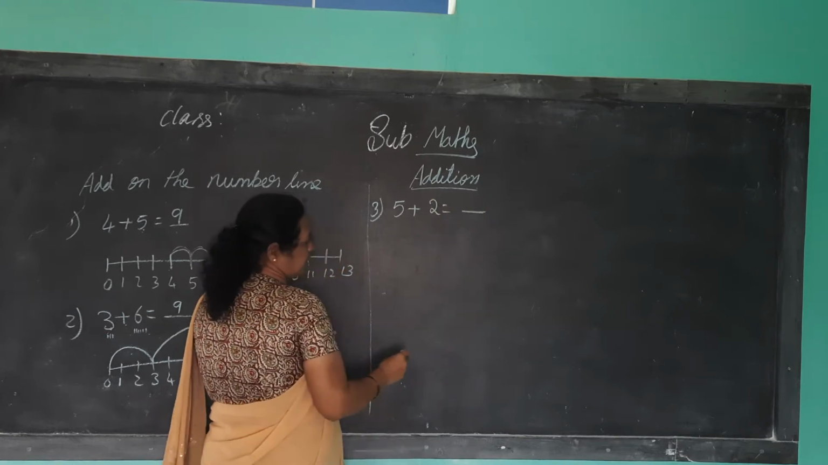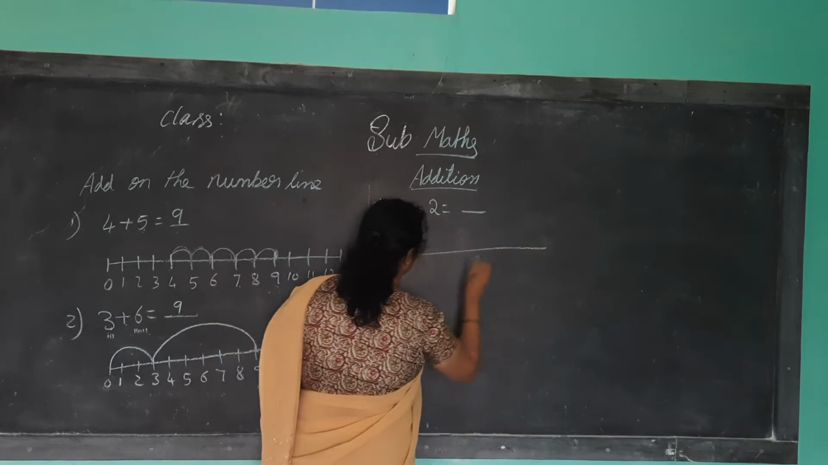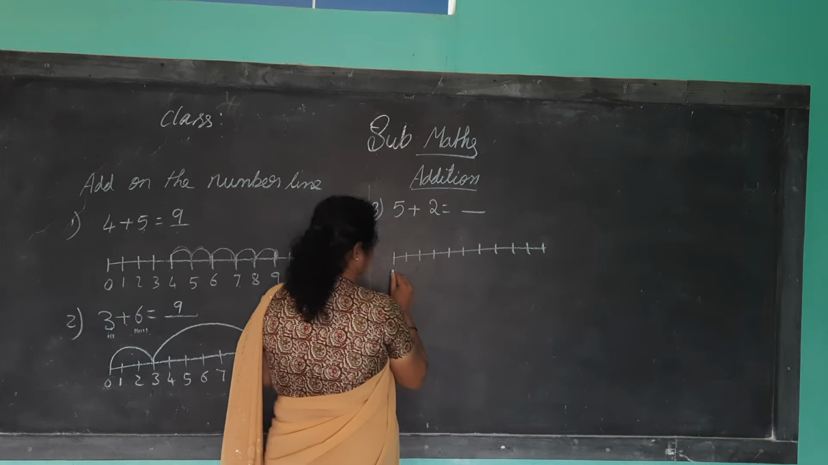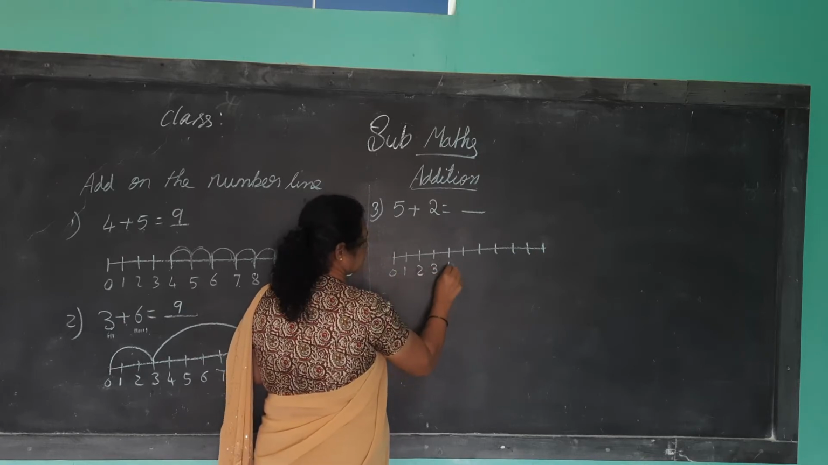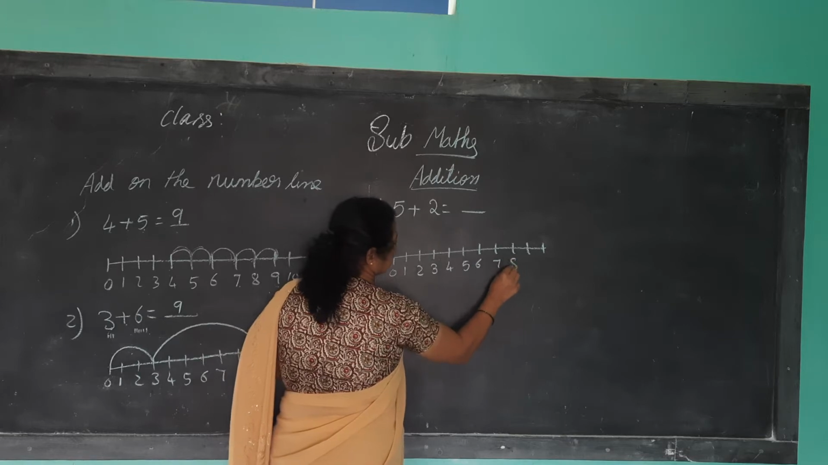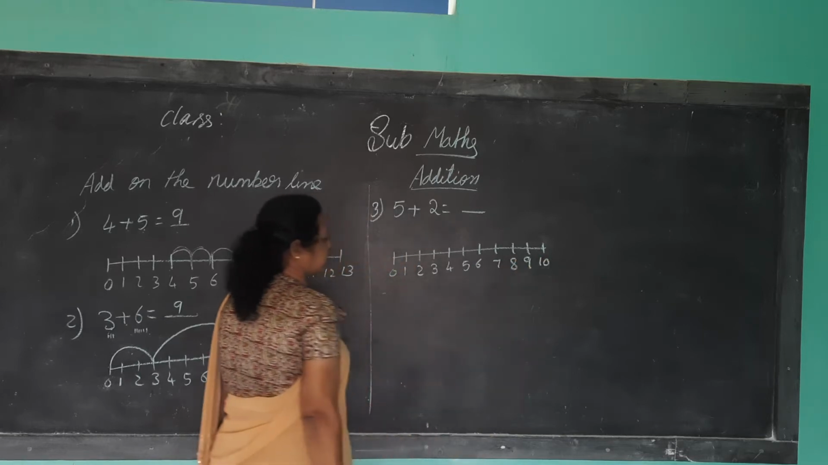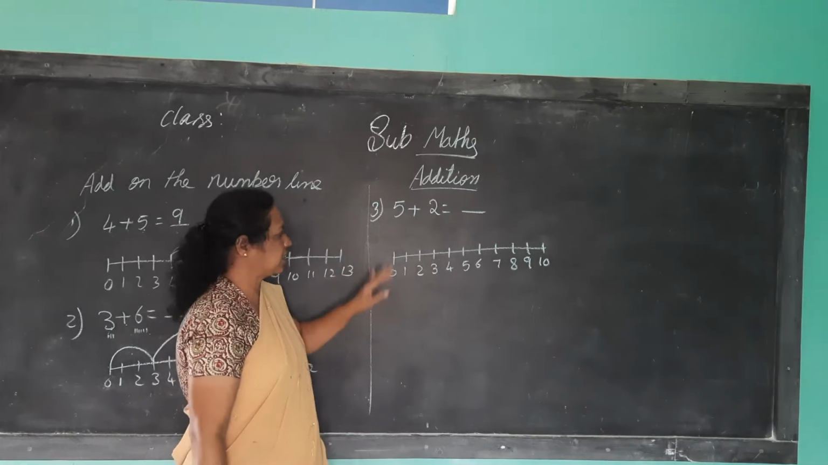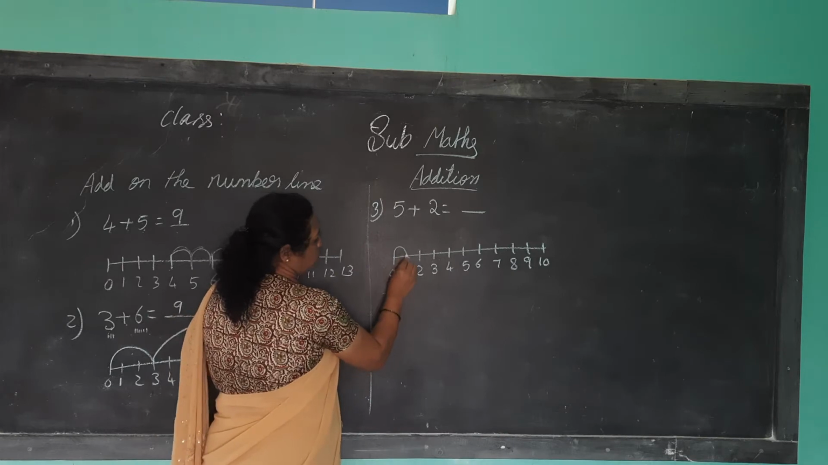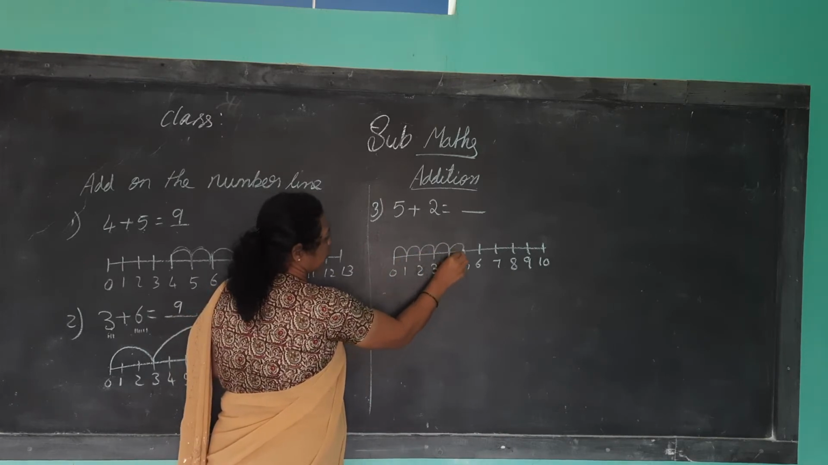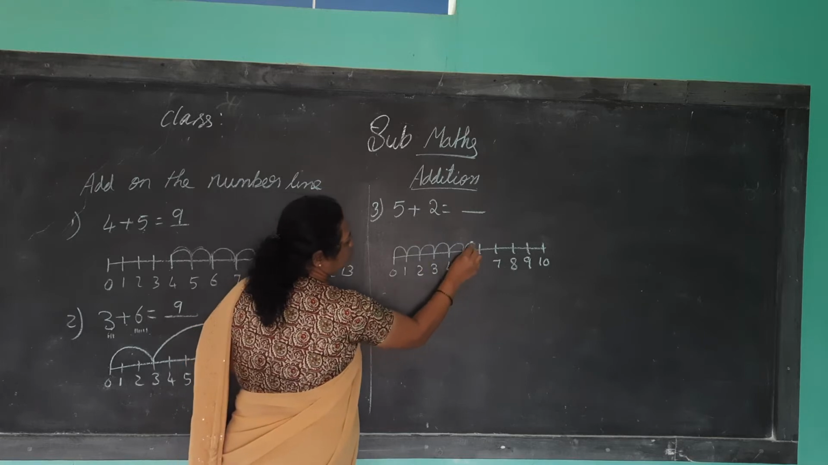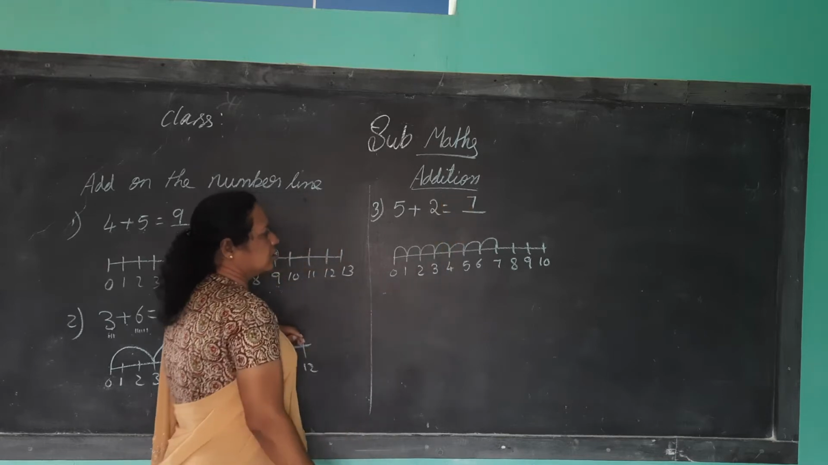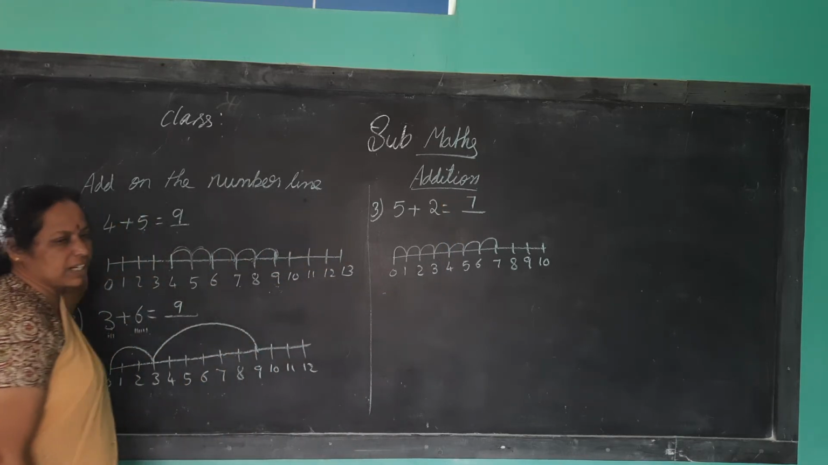5 plus 2 is equal to dash. See, I will write the number line here. Okay children, I have written some numbers from 0 to 10. Now you must add 5 plus 2. First number is what? 5. So you can put here 1, 2, 3, 4, 5. Then 2 more: 1, 2. 5 plus 2 is how much children? 7.